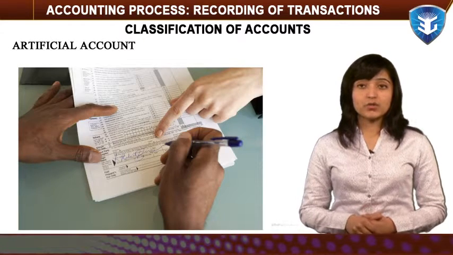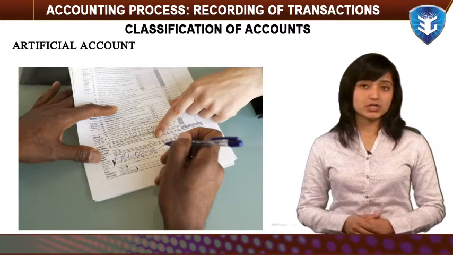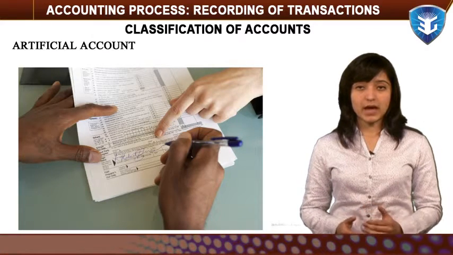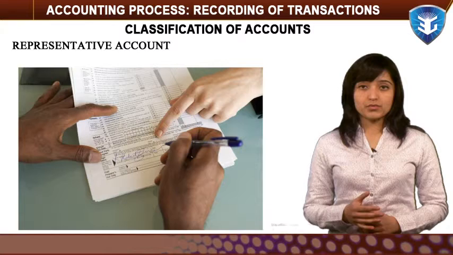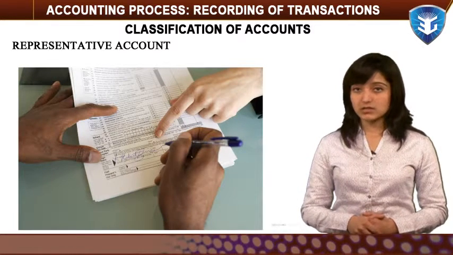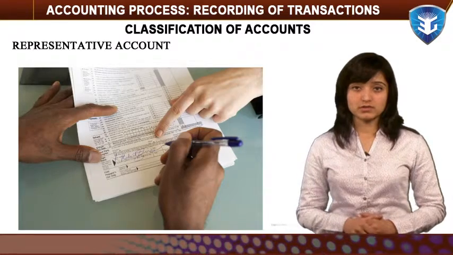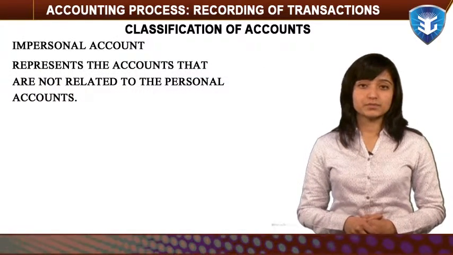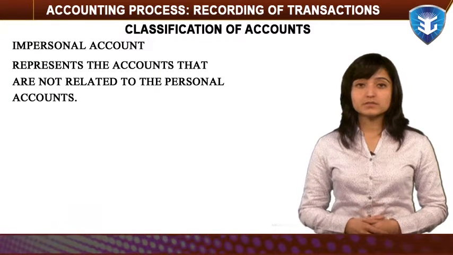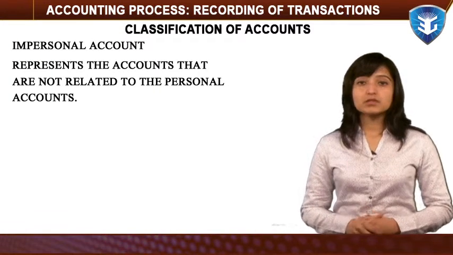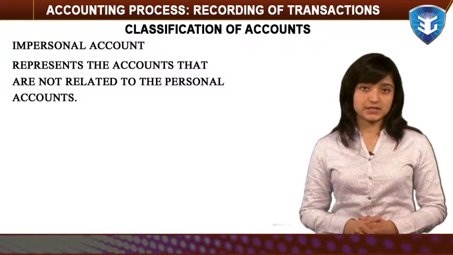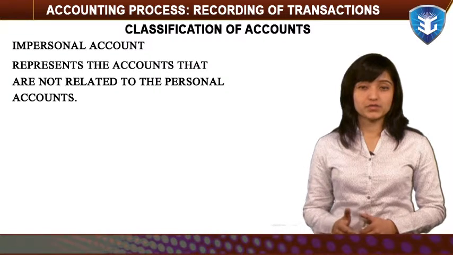Artificial account refers to accounts that record transactions related to entities such as company, institution, bank and firm. Representative account refers to accounts that represent a certain person or a group of persons. Impersonal account represents the accounts that are not related to the personal accounts. In other words, impersonal accounts do not relate to any individual or any physical entity. They can be further classified as follows.